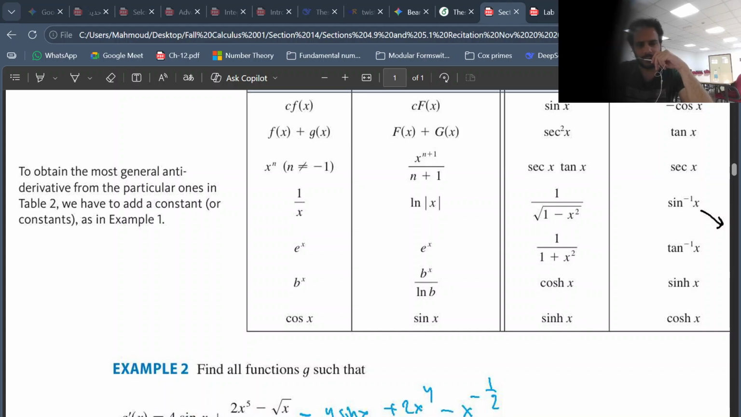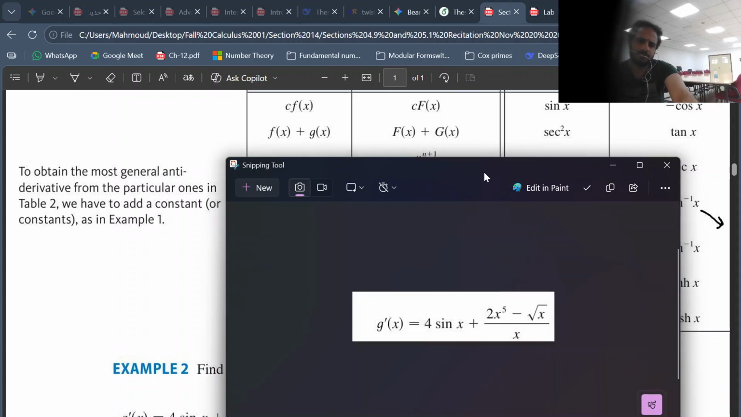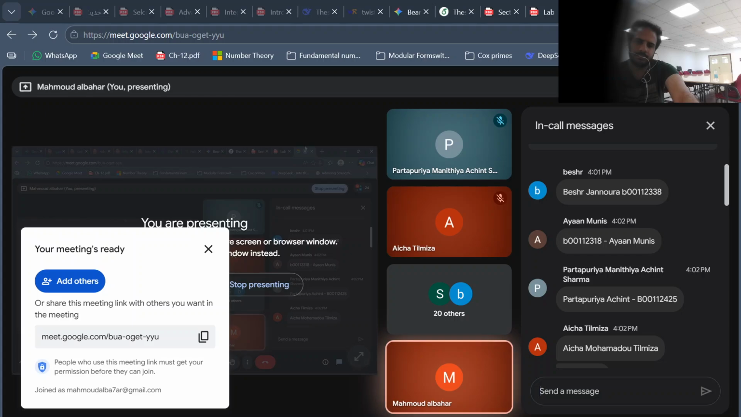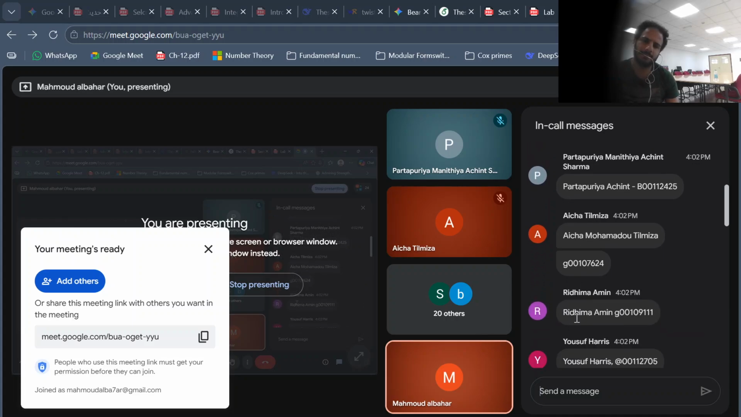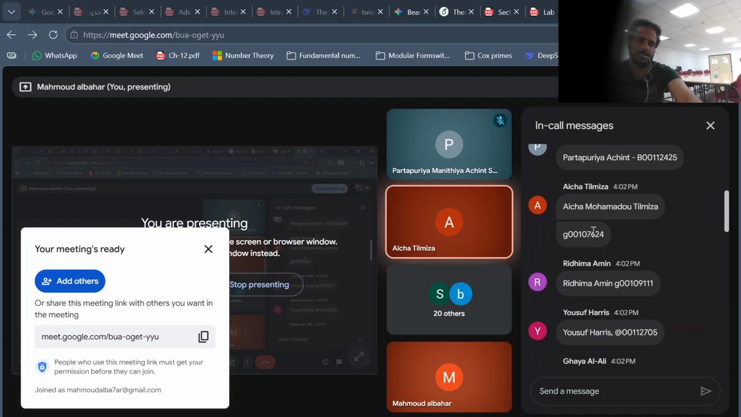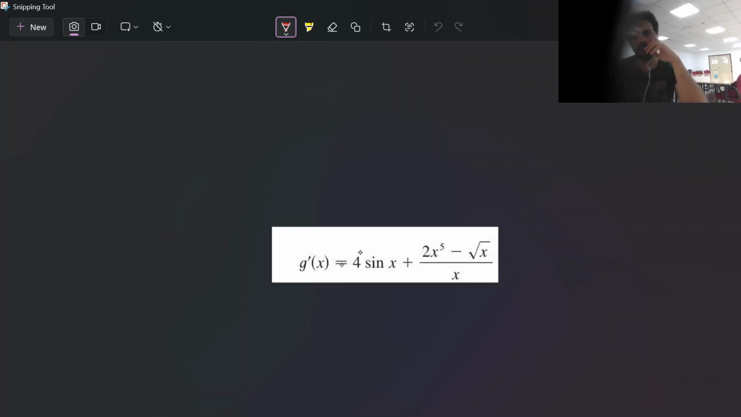Now let's solve this one here. Now Aisha, please help me solving this. Okay. Here we want to find the antiderivative, okay? But first we need to simplify, right? Because this here is not ready yet to find the antiderivative for it, because we need to divide first.